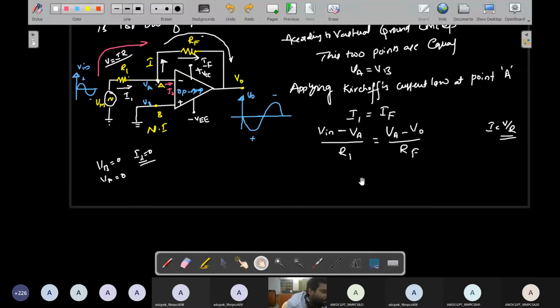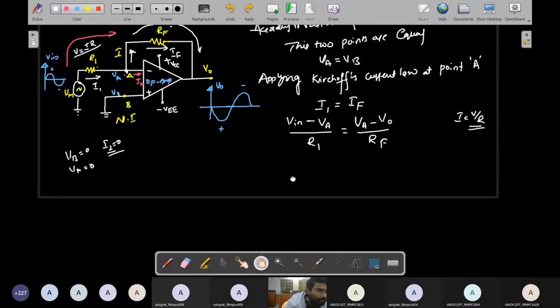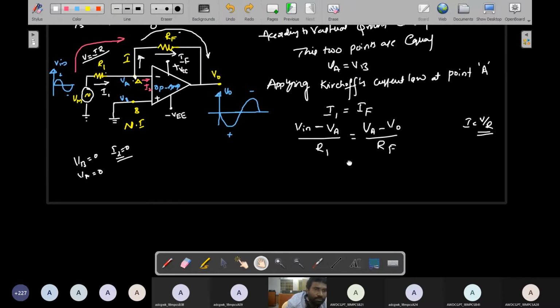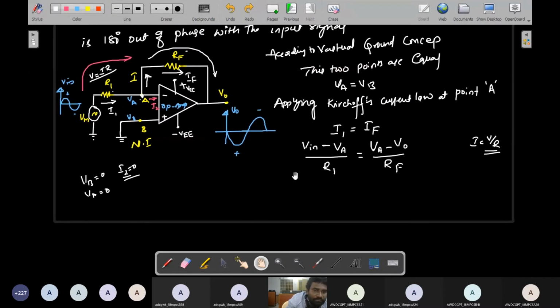Understand everybody? So from this equation, see what will happen. The potential at point B, VB, is 0. Then according to the virtual ground concept, the potential at VA is also 0. So the potential VA is equal to VB and both are equal to 0.